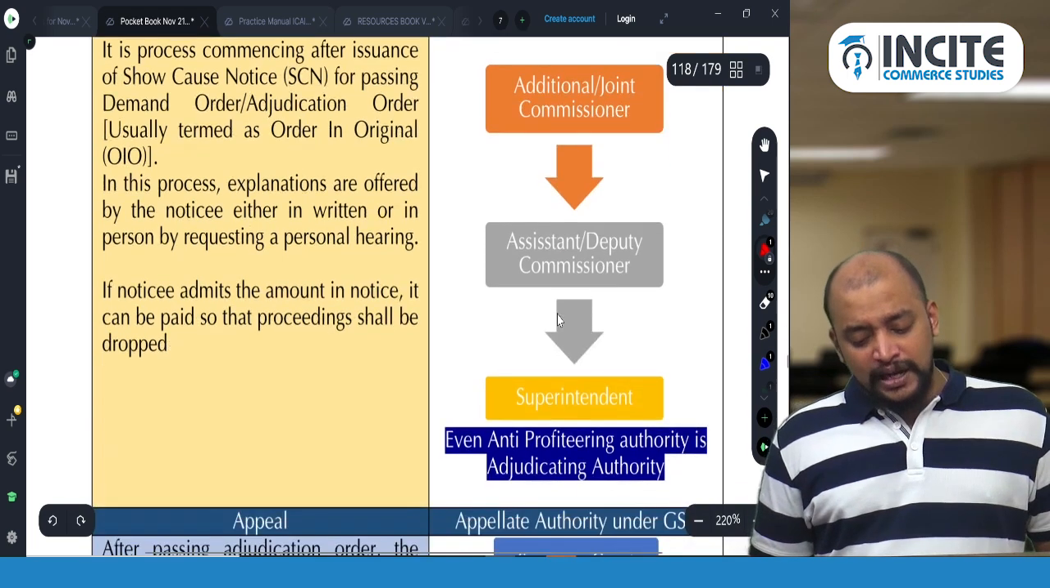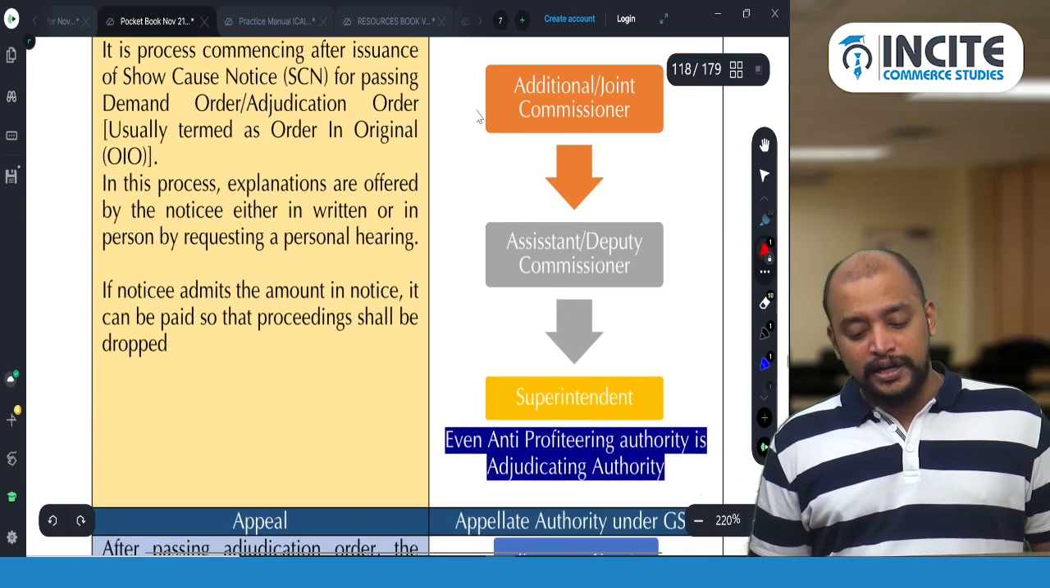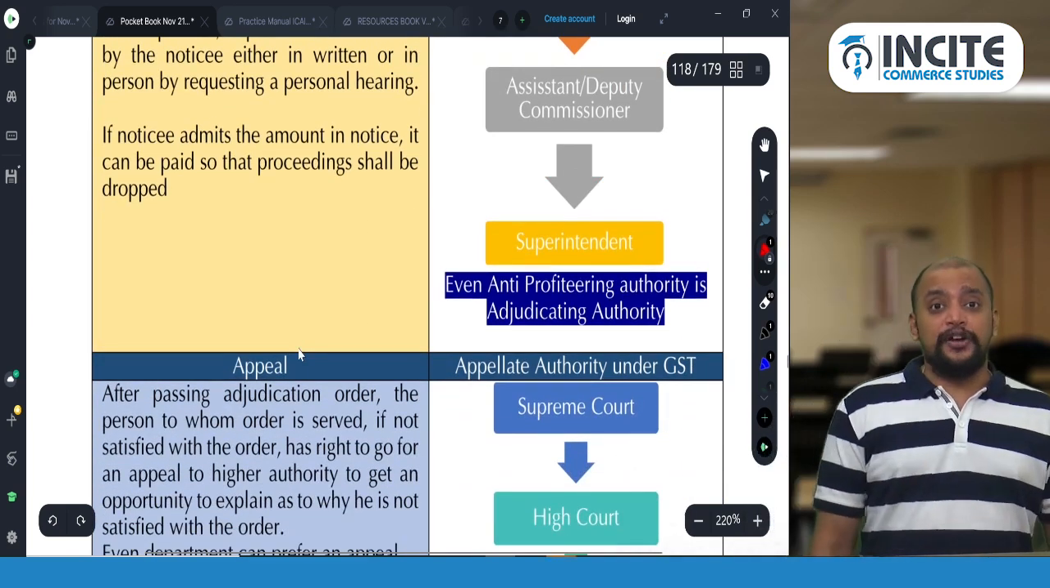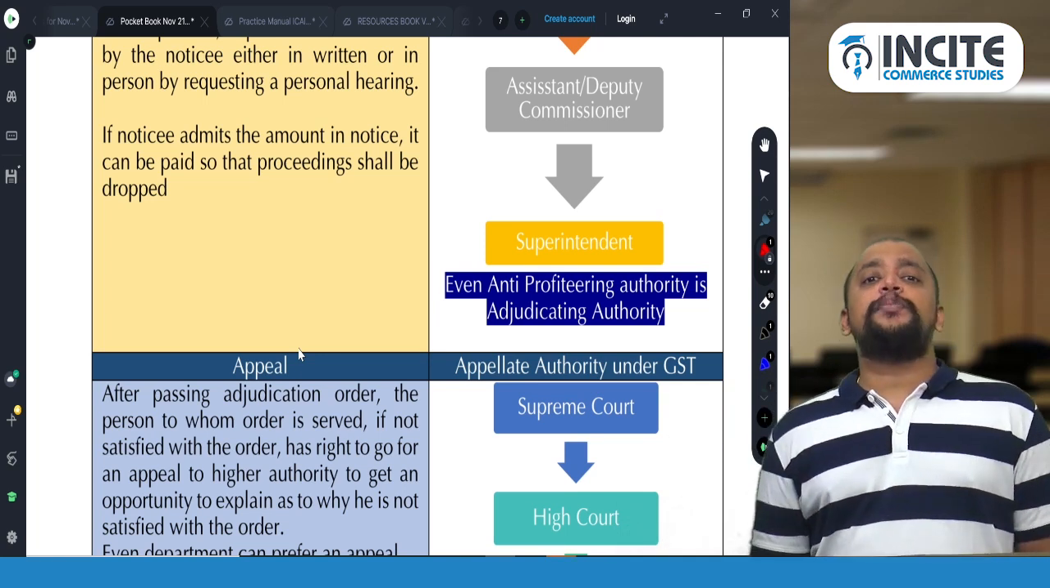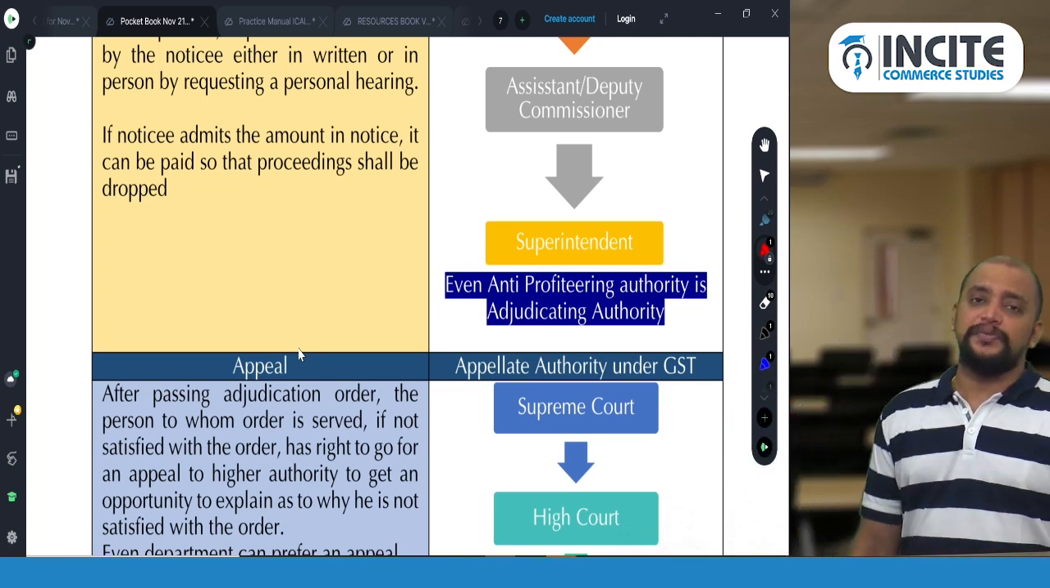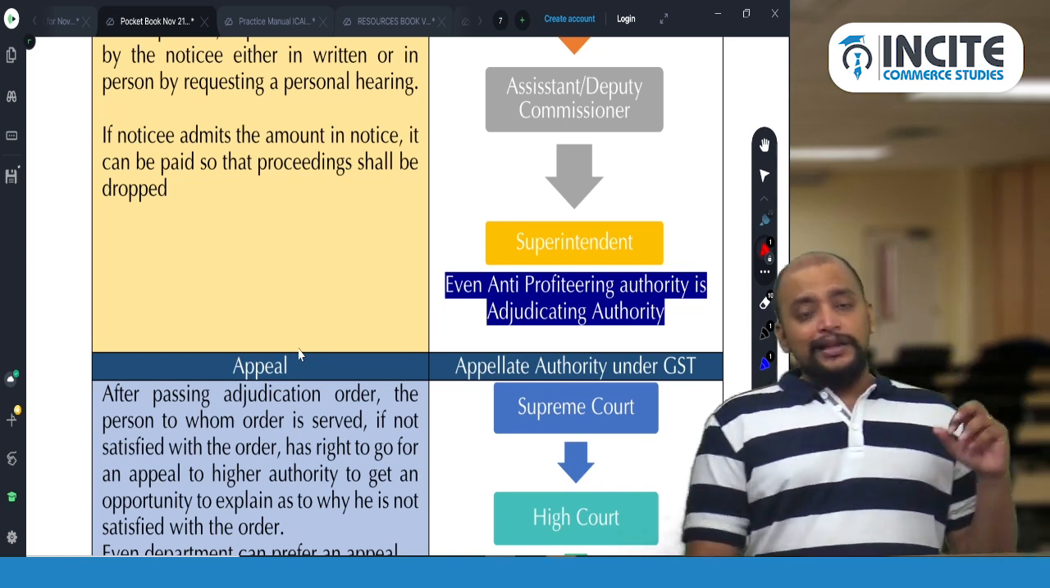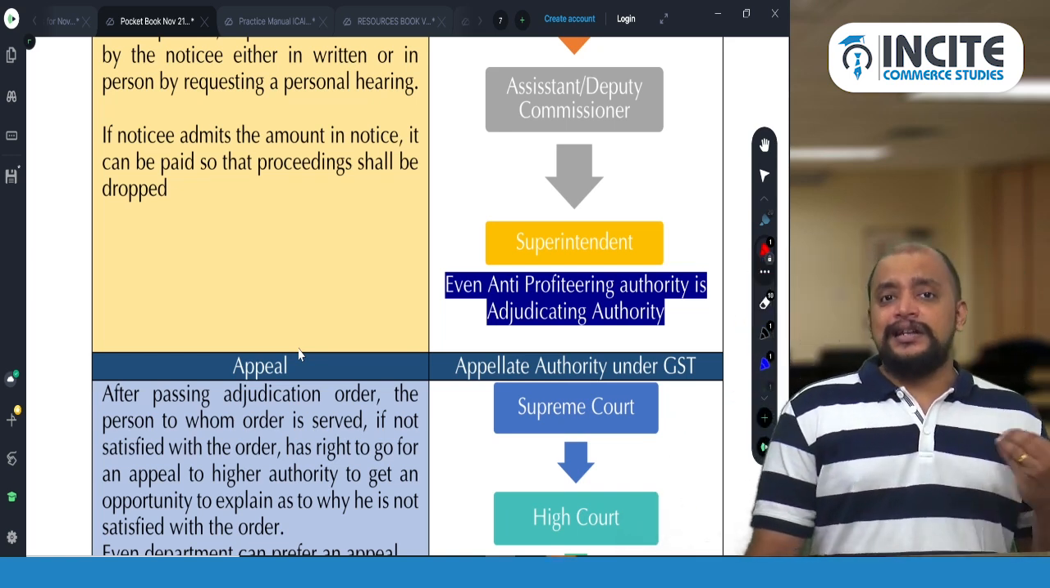Who are the officers empowered to pass the order? Additional or joint commissioner, assistant or deputy commissioner, and superintendent. Even the anti-profiteering authority is considered an adjudication authority. On the order of the anti-profiteering authority, can we go for an appeal? Yes, we can go for an appeal. Then appeal is a redressal mechanism.